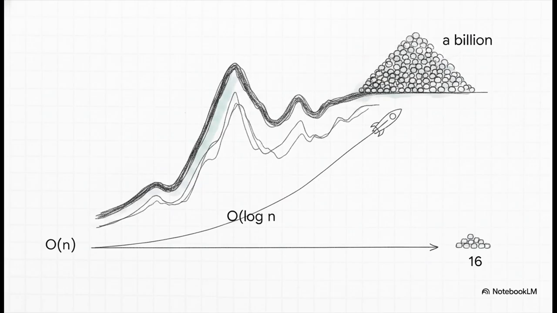But this is where the whole idea of growth rates becomes mind-blowing. What happens when it's not 16 items? What if it's a million? Or a billion? Suddenly, that gap isn't small anymore. It's astronomical. We could be talking about the difference between a search that takes a fraction of a second versus one that could literally take days to finish.